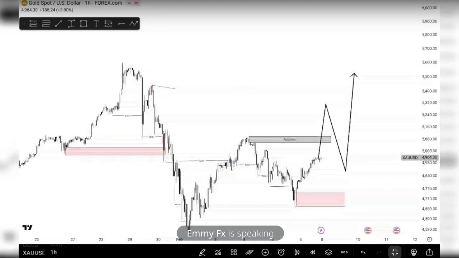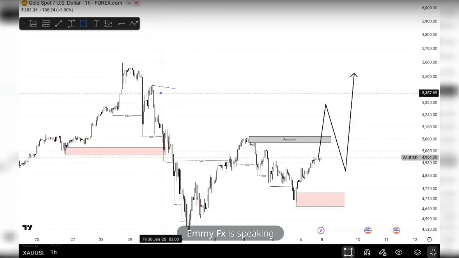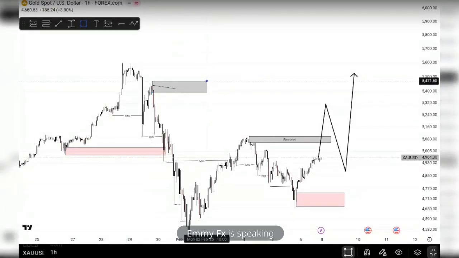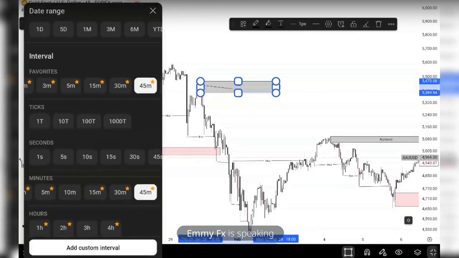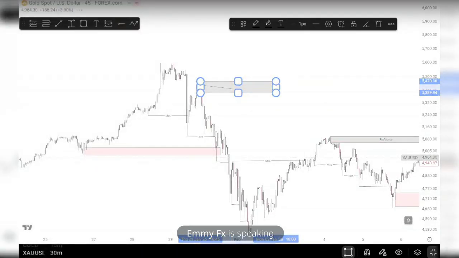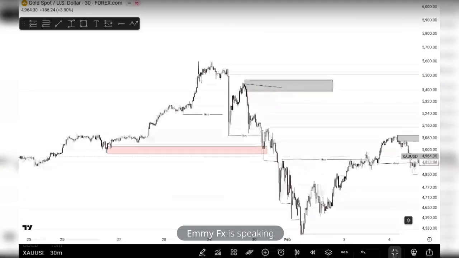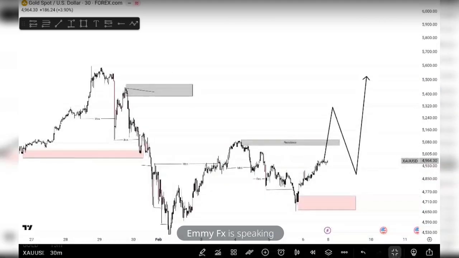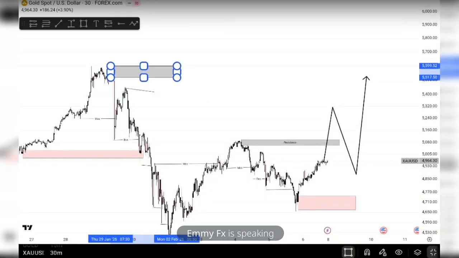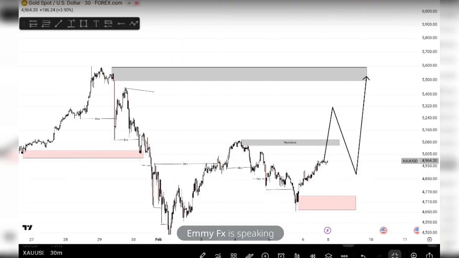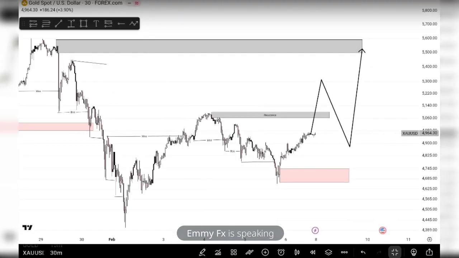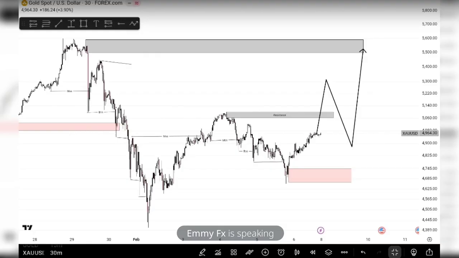You can see we have this zone here. Let me go to the 30-minute time frame to refine that order block. We also have this order block which is sitting here, and it's more preferable.